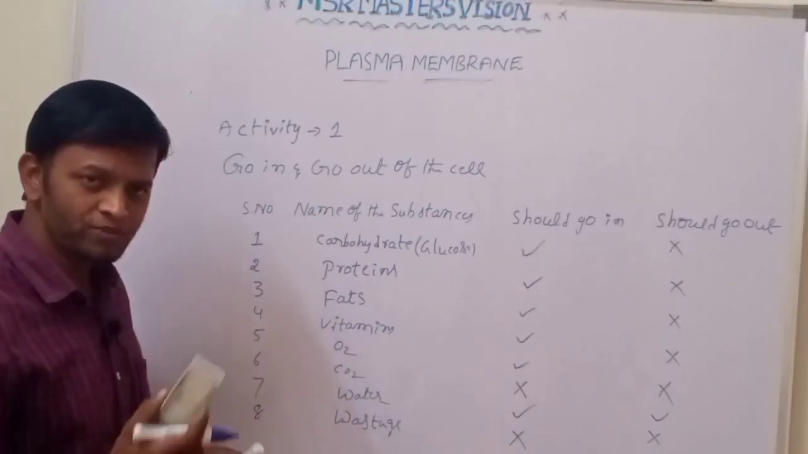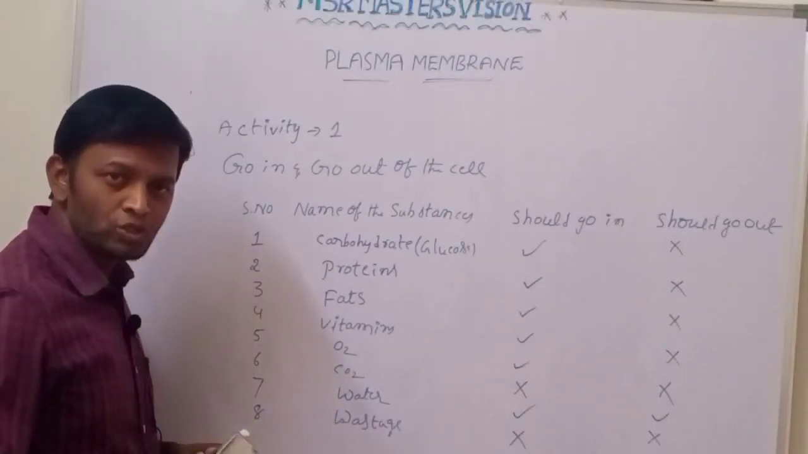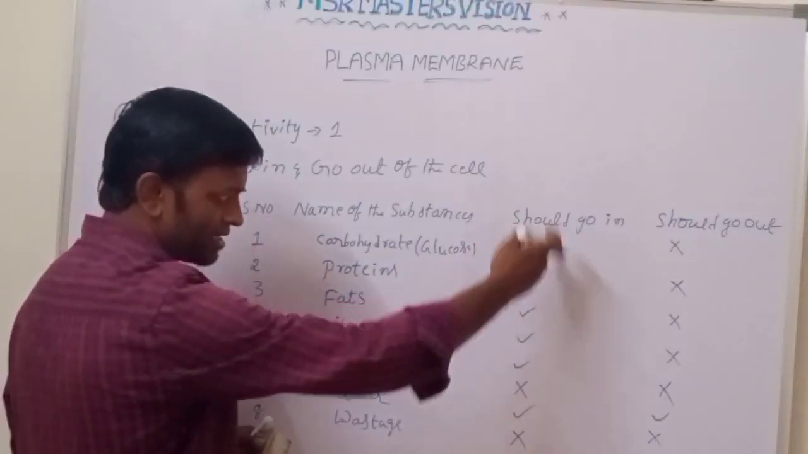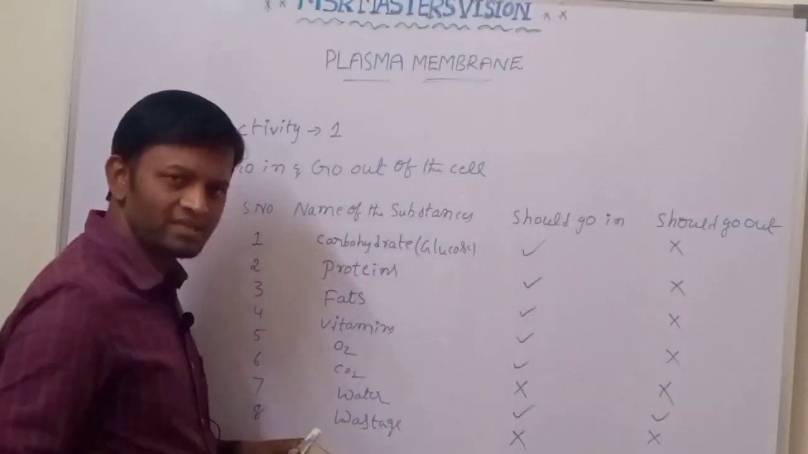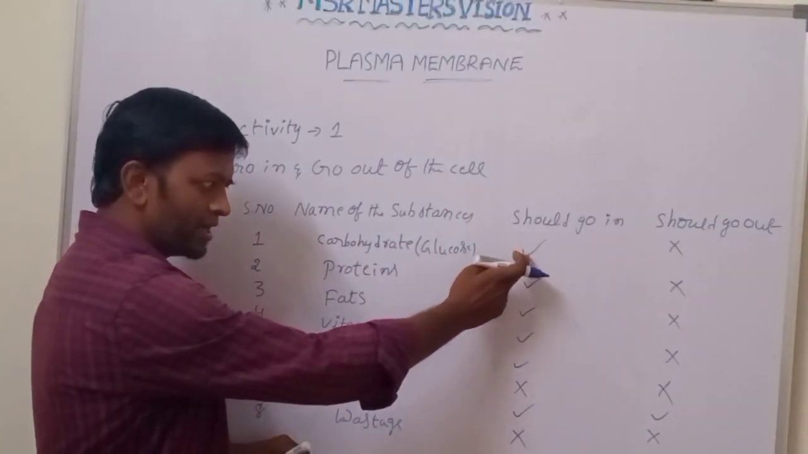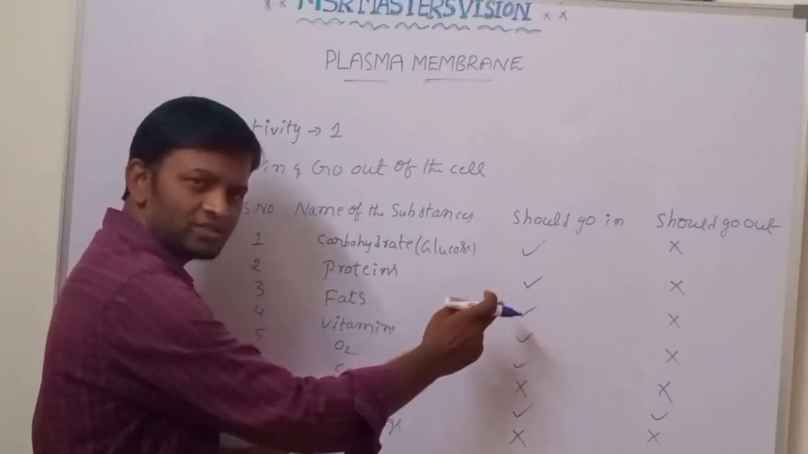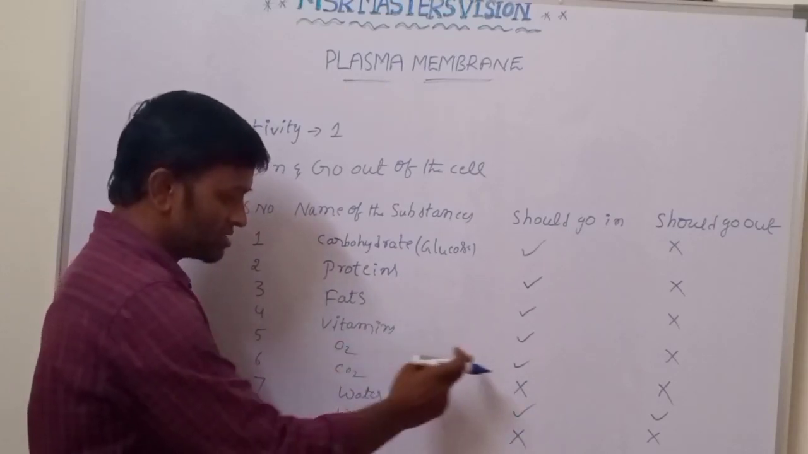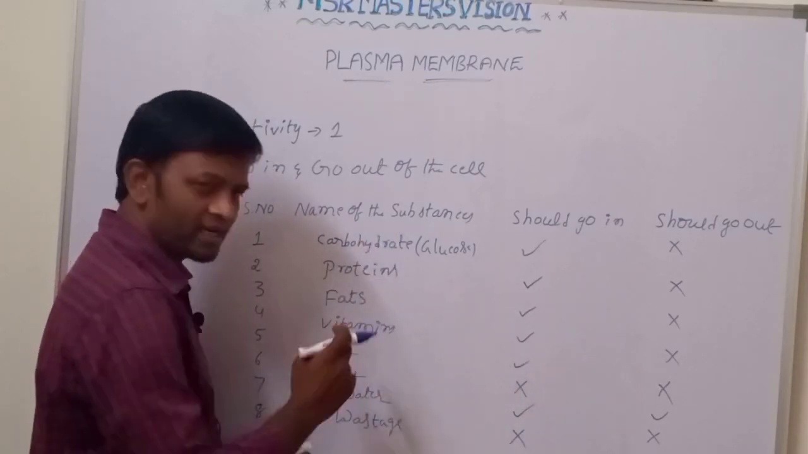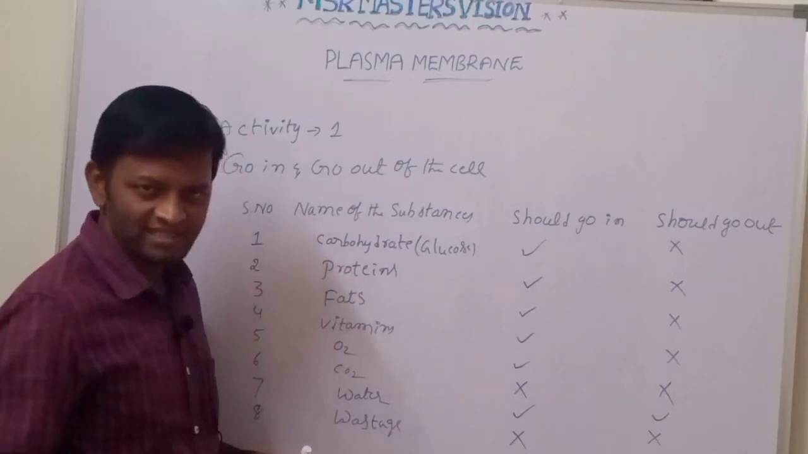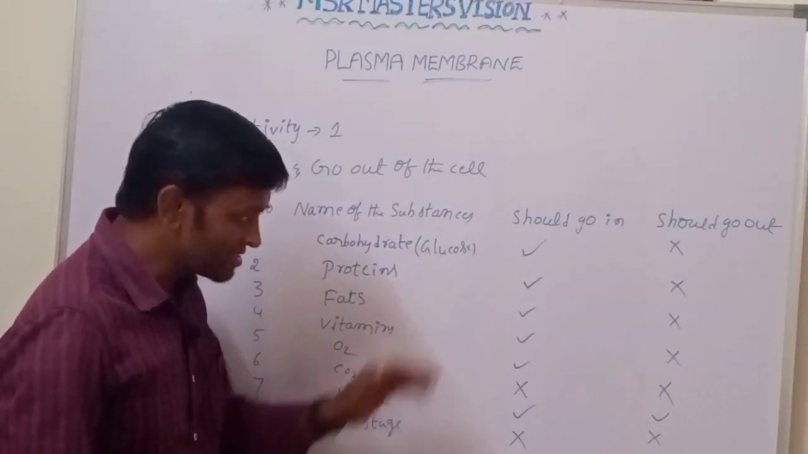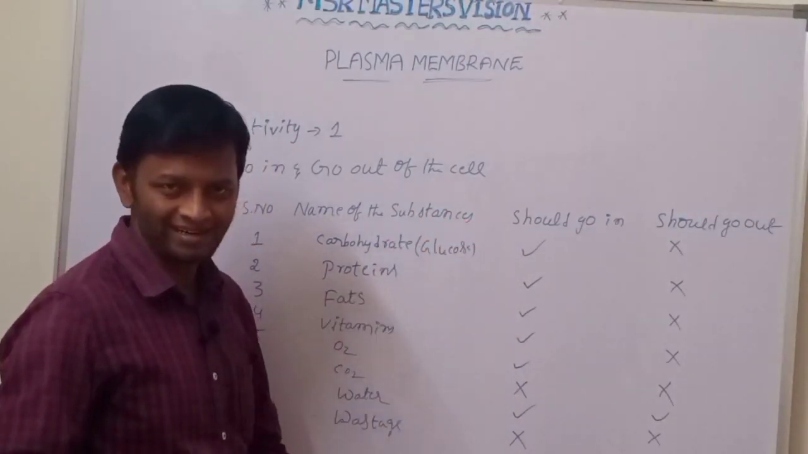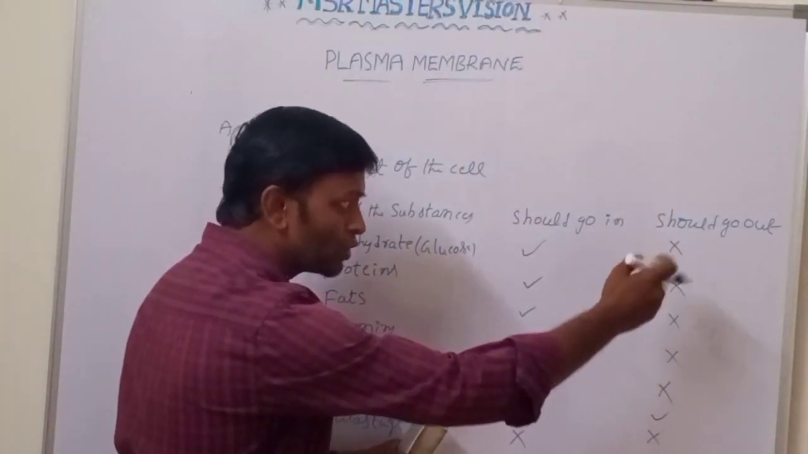So here, if you observe this table, what information can we get by the observation of this table? If you take what should go into the cell, which substances should go into the cell? See here, carbohydrates enter into the cell. Proteins enter into the cell. Fats enter into the cell. Vitamins also enter into the cell. Oxygen is also entering inside the cell, and water also. So whatever substances are needed for our body, those substances should enter inside the cell.